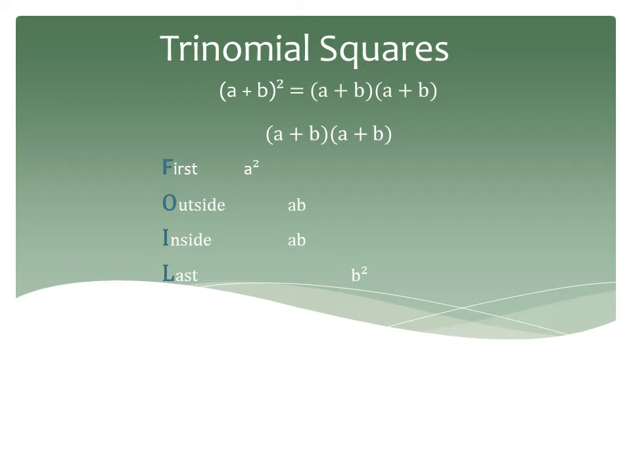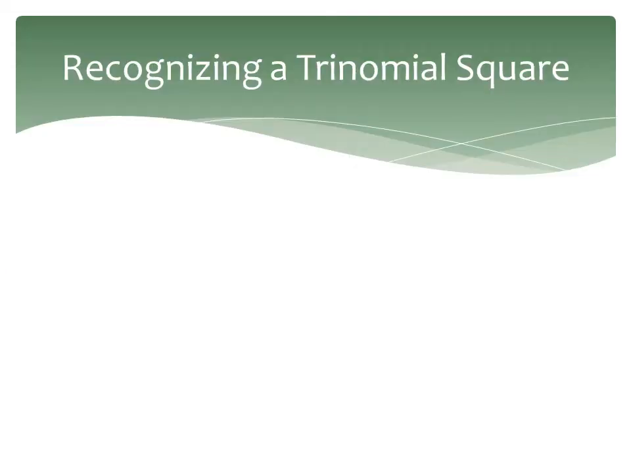Now look how I've set them up in columns. I have first in its own column, and then outside and inside in one column, because with a trinomial square, they will be identical, and we'll just be adding them together. And then the last is all by itself. So when we add it together, we bring our a squared down. ab plus another ab is 2ab, and then bring down the b squared. Recognizing a trinomial square, we can see it in the format of the sum of a plus b squared, or a squared plus 2ab plus b squared.